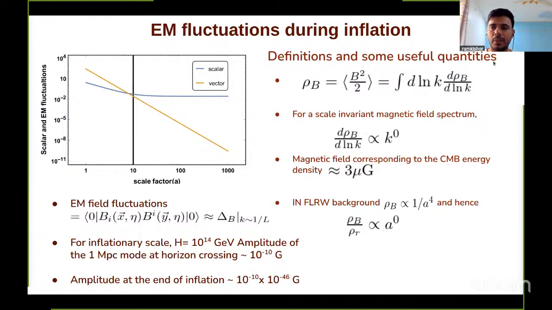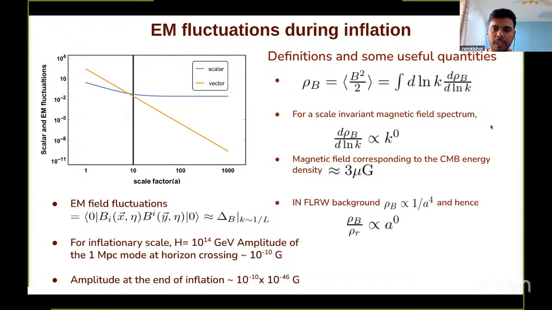What I mean is, if you look at the magnetic field energy density, you can write it in Fourier space as a logarithmic wave number space, and if it is proportional to k raised to power 0, that simply represents that you have roughly the same power at each scale, and that is what I mean by the scale invariant spectrum.